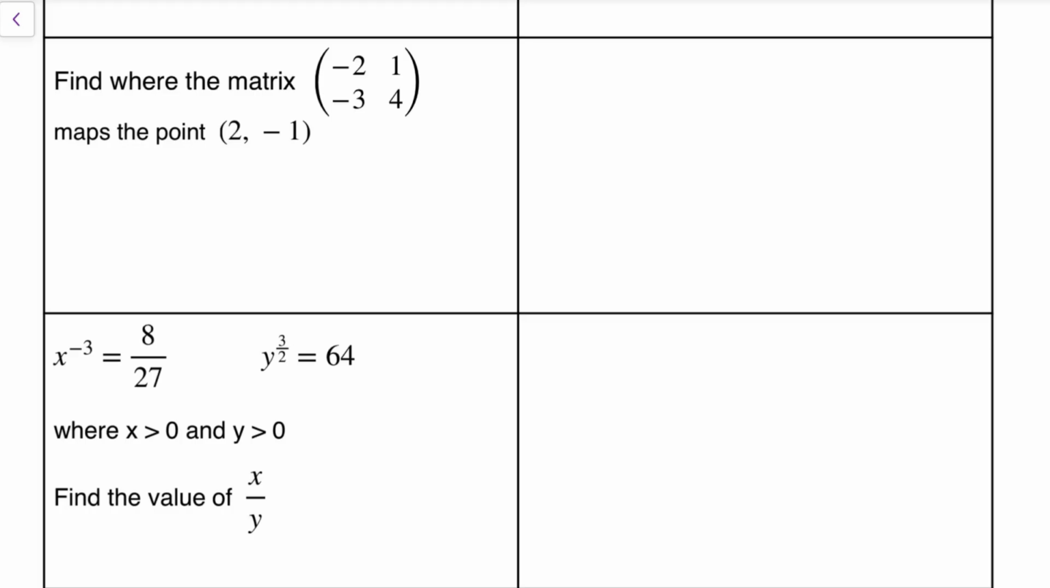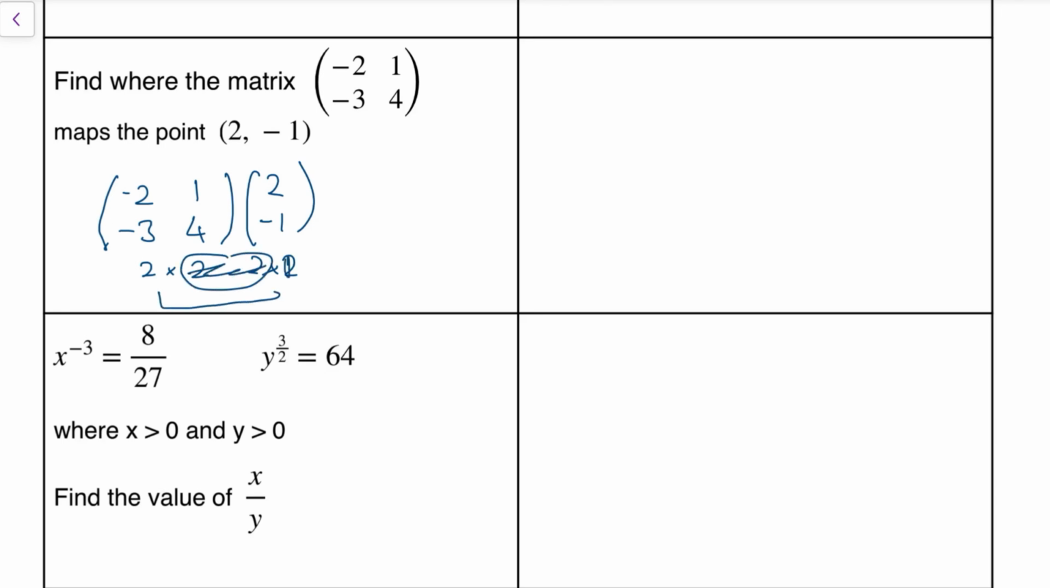Next question. Find where the matrix maps to the point. Okay, this is just a straightforward calculation question. So I'm going to do minus 2, 1, minus 3, 4, and multiply that by 2, minus 1. This is a 2 by 2, this is a 2 by 1. These numbers are the same, good, which means my new matrix is a 2 by 1.